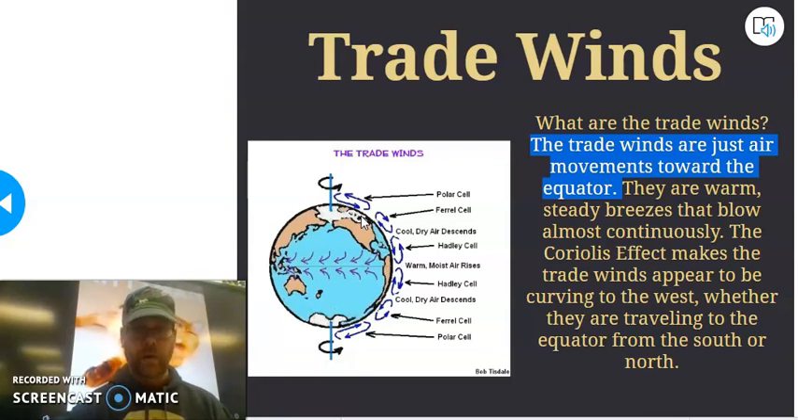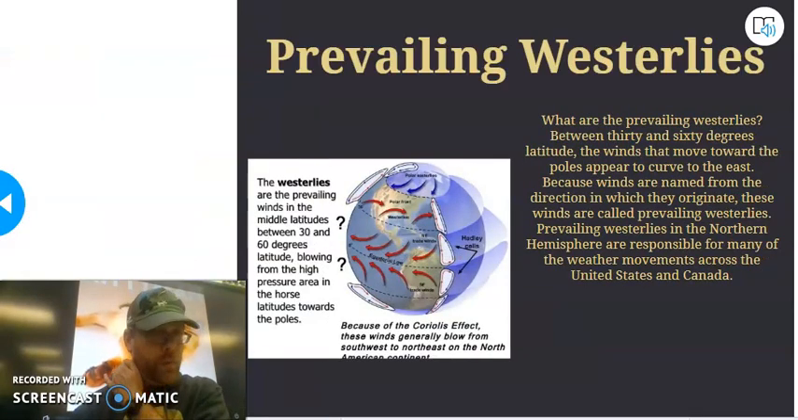And they are very important, but they're not the most important. What I think is the most important are right here, the prevailing westerlies. You do not need to know this. This is just extra facts. Between 30 and 60 degrees latitude. Okay, again, that latitude thing is important, but you don't have to write that down. It's not going to be on the test.